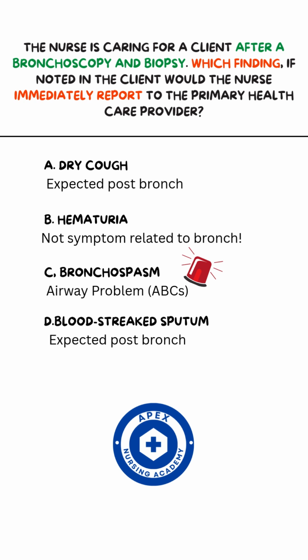So now that we have that knowledge to the forefront of our mind, we've picked up on the significant data, we've analyzed it, we can go to the answer choices and pick our best answer. Remember, we're looking for a finding that we will immediately report to the primary healthcare provider. So let's think about dry cough. Are we going to pick dry cough as something to immediately report? No, because dry cough is expected post bronch. You've had a scope going down your throat to your lungs. You may have some cough after that. So we're going to eliminate that answer. That's expected.